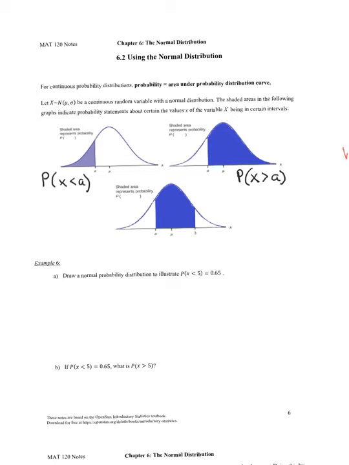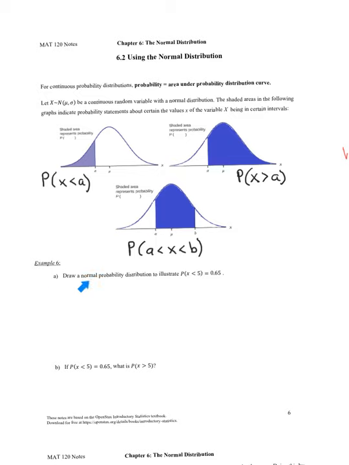In our third graph here, we have the area between A and B shaded. And how would we write that? Again, with our inequality signs.